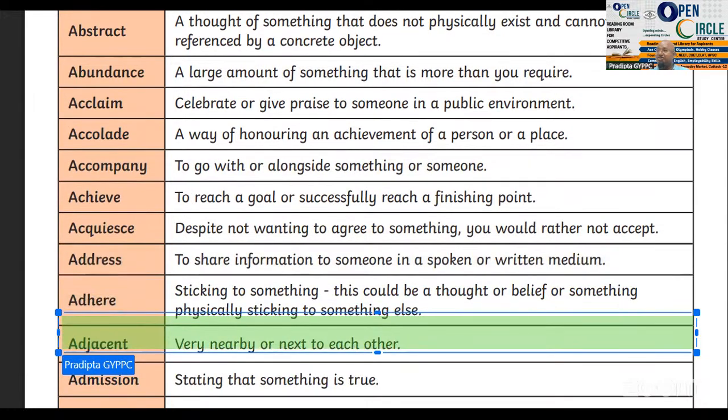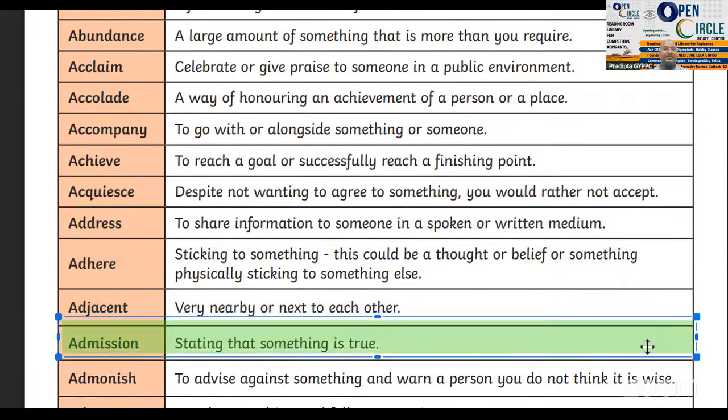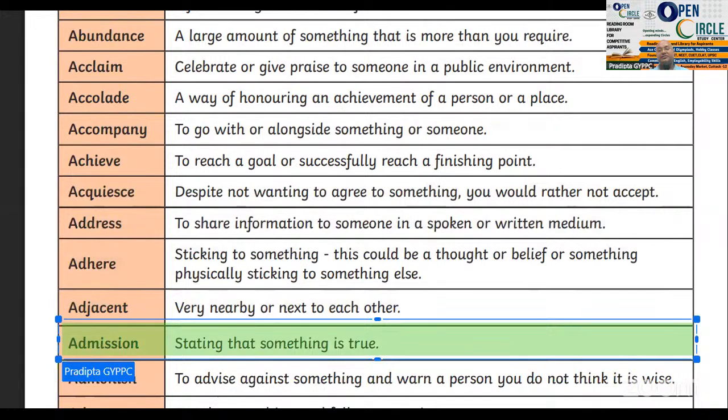Adjacent, adjective. Adjacent is adjective. बगल में जो है, पास में जो है, nearby. Next. He lives in a house adjacent to my house. वो मेरे घर के बगल में एक जगह पर रहता है.